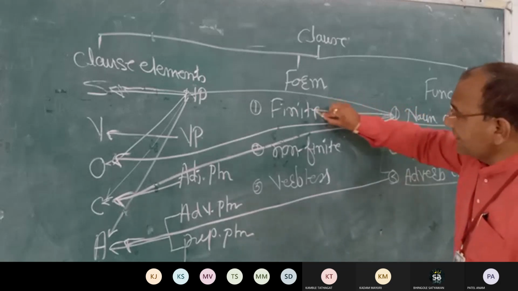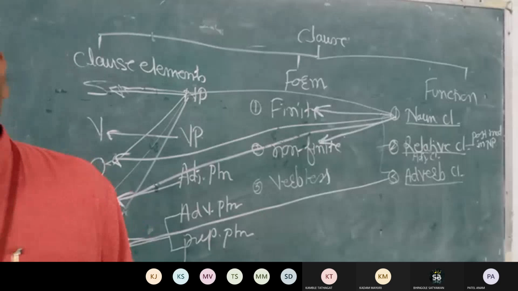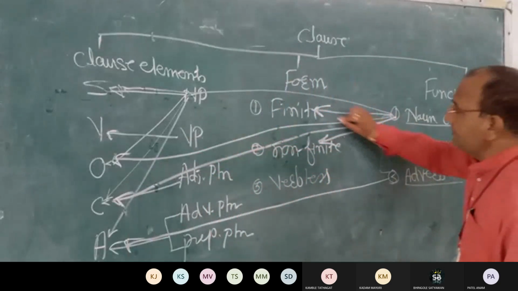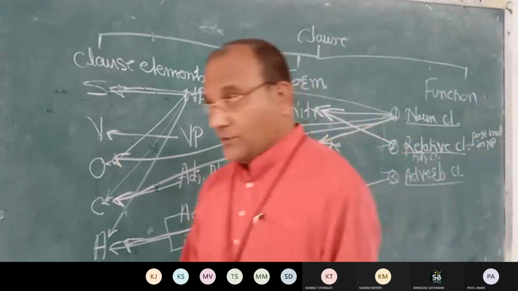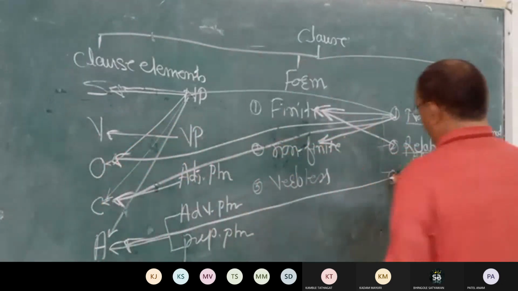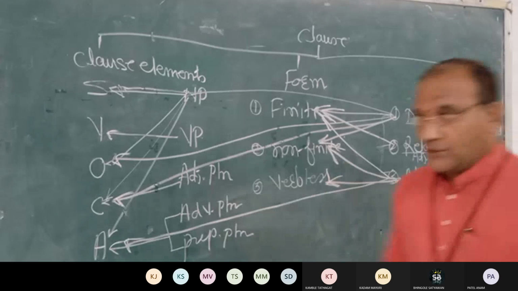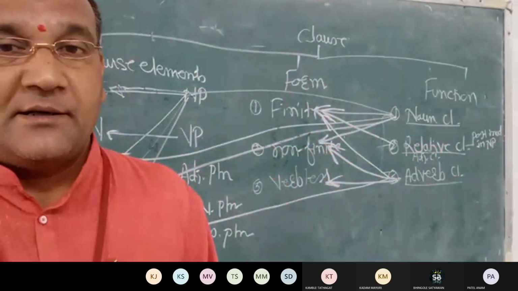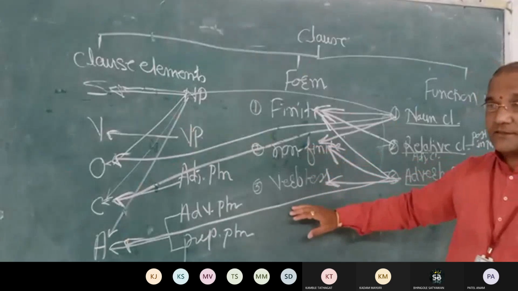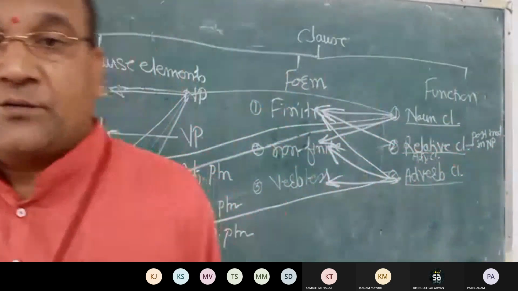A noun clause can be finite. A noun clause can be non-finite. A noun subordinate clause can be finite or non-finite. A relative clause will be always finite. And an adverb clause may be finite, may be non-finite, and verbless also. So only an adverb clause can be a verbless clause, not a noun clause or a relative clause. Clear? An adverb clause may be finite, non-finite, and verbless. A noun clause may be finite, non-finite. A relative clause is always finite. Clear?